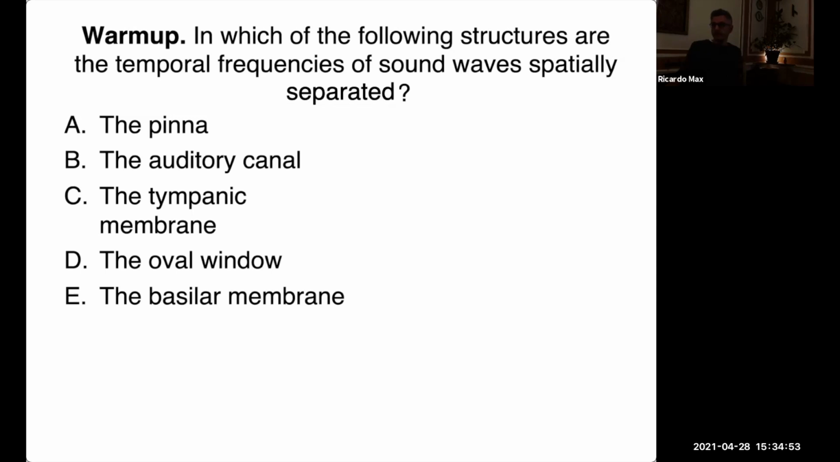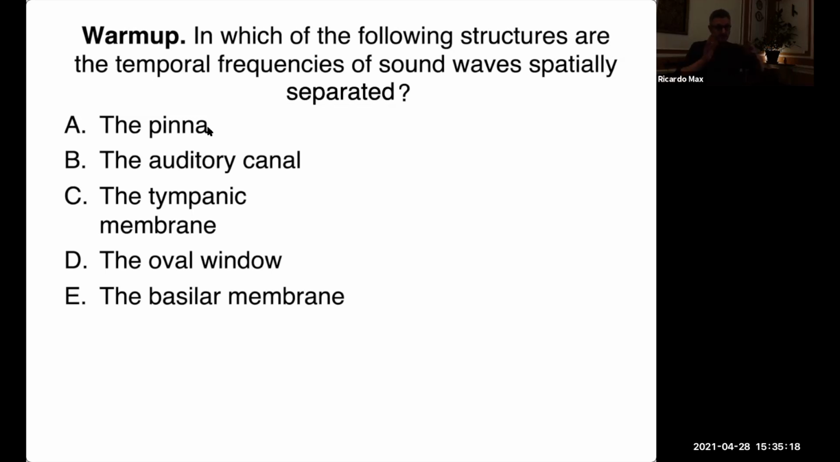So let's jump straight to pitch. Regarding the question, in which of the following structures are the temporal frequencies of sound waves spatially separated? Well, the pinna, the ear, no, right?